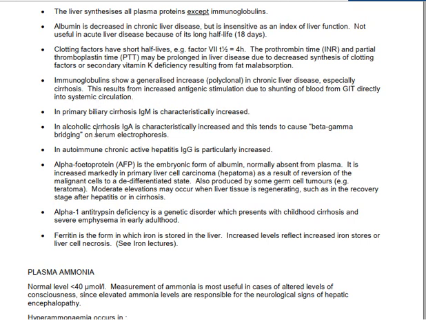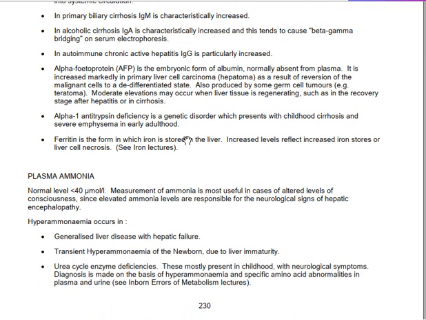So all these are liver diseases. Is it clear? When you have biliary cirrhosis, it is more of immunoglobulin M that increases. When you have alcoholic cirrhosis, more of immunoglobulin A. So A for alcohol. Is it clear? A for alcoholic cirrhosis. When you have autoimmune chronic active hepatitis, you have more IgG present.